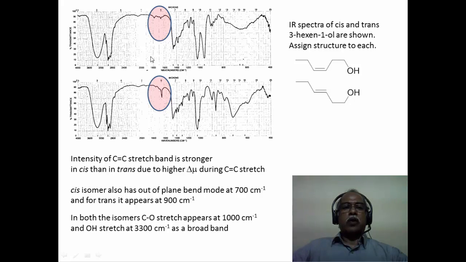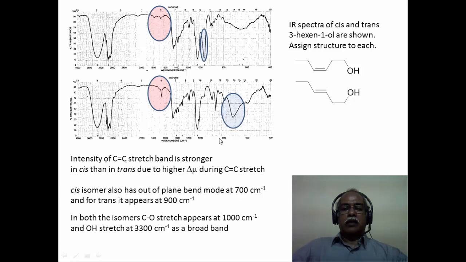In other words, the OH stretching frequency as well as the CO stretching frequency are not very useful, because both of them have the hydroxy functional group and both will have the CO stretching functional group also. But if you look at the highlighted region here, which corresponds to the C double bond C stretching region, around 1600 inverse centimeter or so, the intensity here is much higher compared to the intensity here. So, that will put this to be the cis isomer.